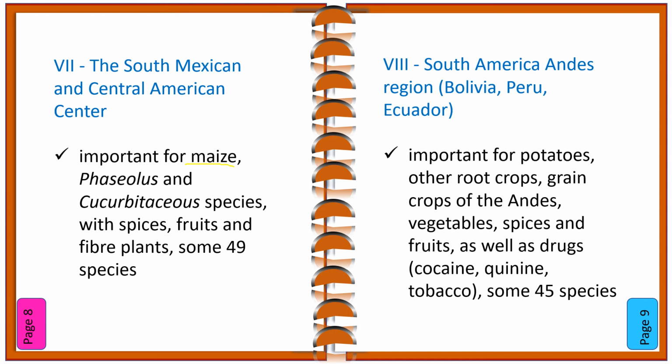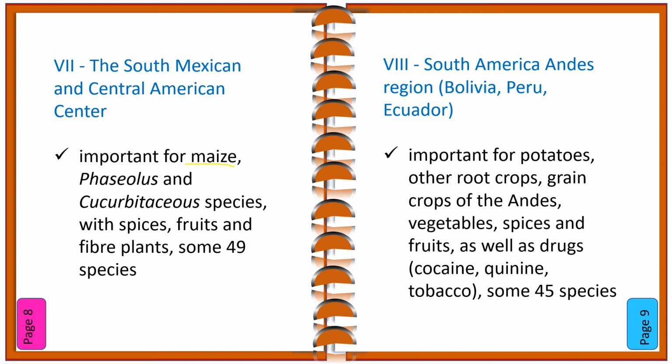Then the eighth, we have the South America Andes region, which includes now your Brazil, okay, the Bolivia, Peru, Ecuador. So dito matatagpuan yung mga patatas naman. And other root crops kasi doon yung a lot of diversity have been found there. So, grain crops of the Andes, meron doon, vegetables, spices, and fruits, as well as drug plants, yung saan nakukuha yung ibang drugs like cocaine, quinine, and tobacco. So, doon nag-originate ang ating tobacco plants, and some 45 species.